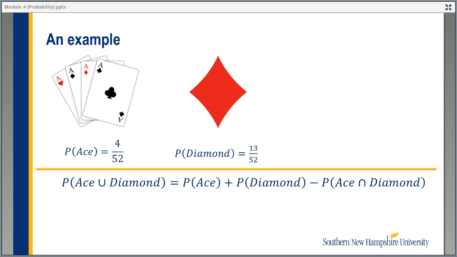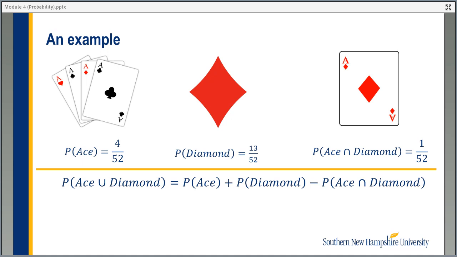The last thing we're going to need is the intersection of getting an ace and a diamond. And there's only one ace of diamonds in a deck of cards, so the probability of getting that card is 1 out of 52.